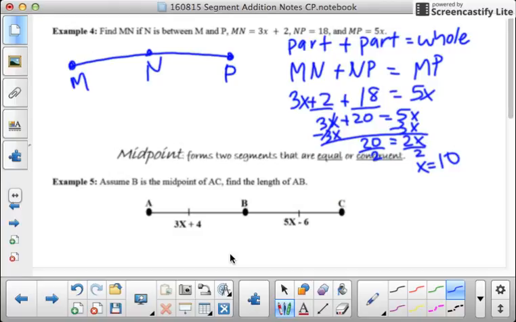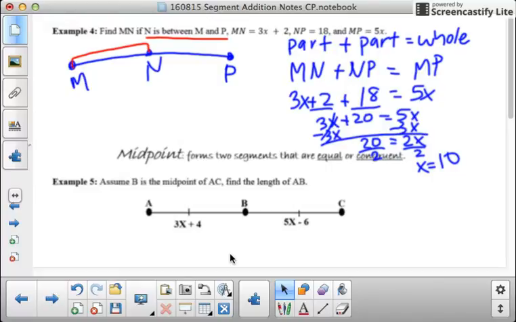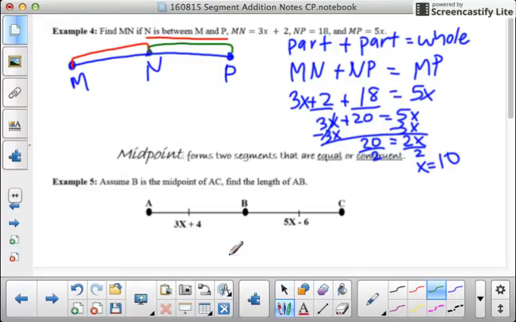So hopefully on this problem, you're finding the same thing. Again, I'm looking at part plus a part equals a whole. If N is between M and P, MN is a part, NP is a part, and then the whole is going to be MP. So I'm going to say part plus part equals the whole thing. I'm going to then write my sentence name: MN plus NP equals MP. And then I'm just going to fill it in.